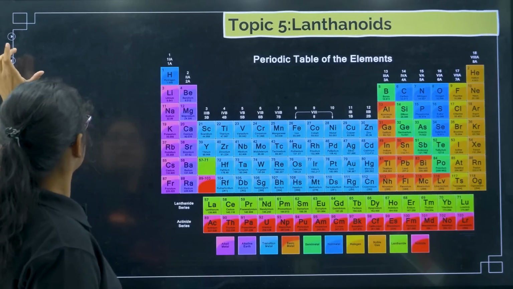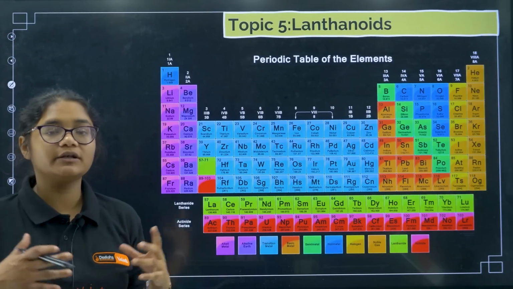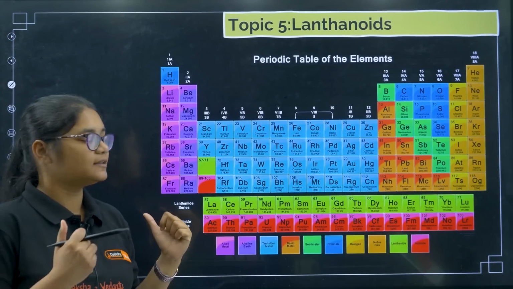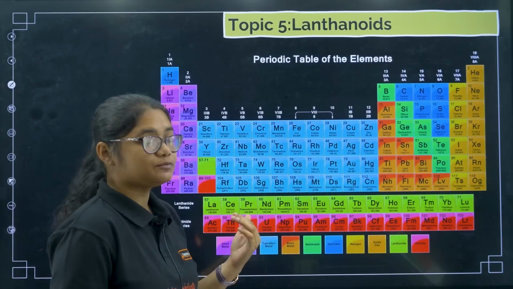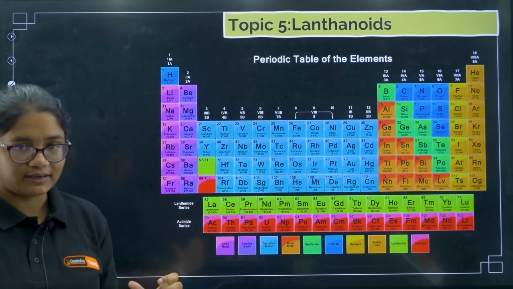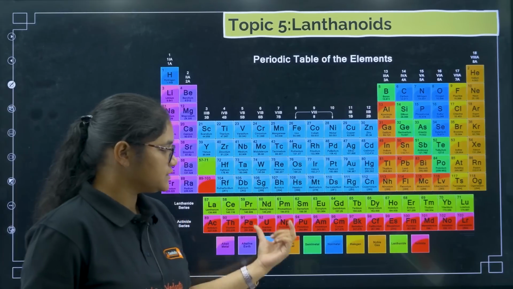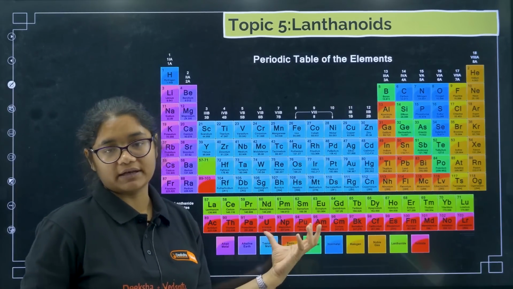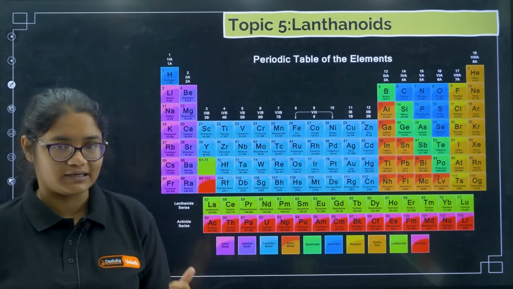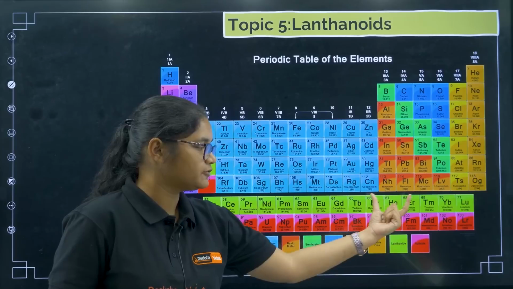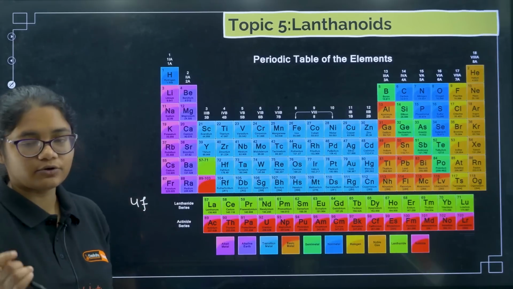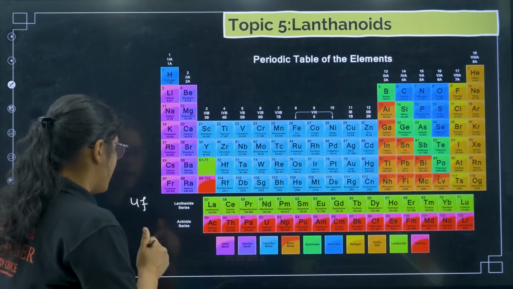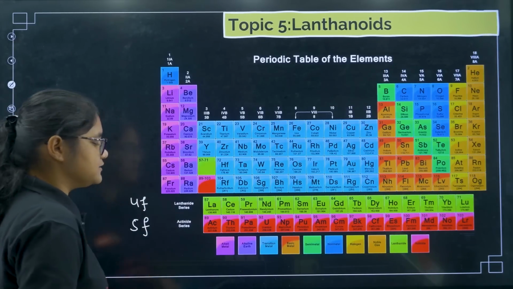Okay, now talking about lanthanoids. So what are lanthanoids? As we have seen in the starting of the video also, there are some elements which are placed below the periodic table. These two series which are placed below the periodic table are your lanthanoids and actinoids. So lanthanoids form the first one. These are also called your 4f series because the last electron enters the 4f orbital, and this is your 5f series, that is your actinoids.